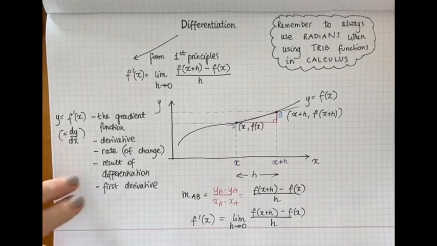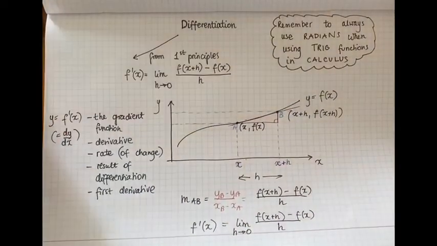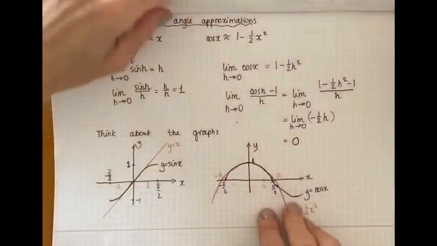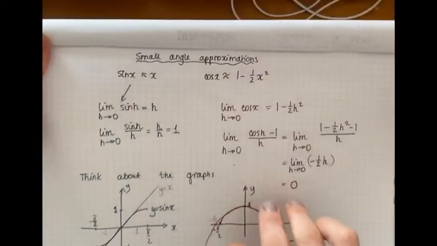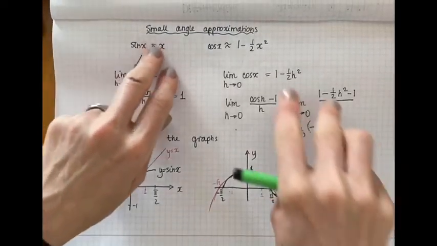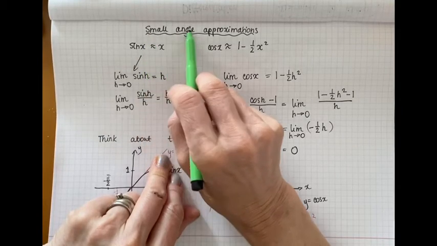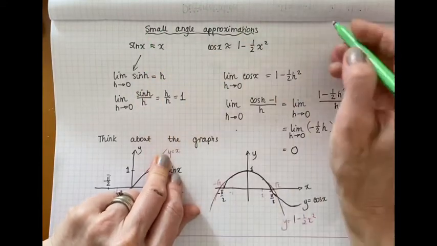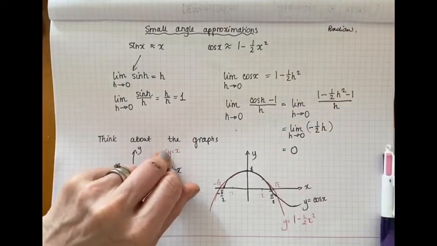Okay, so you did it last year, so we're going to extend this idea into finding the derivatives of some trig functions from first principles. Here is where the small angle approximations come into play. You need to know these and you need to be able to use them. So sine x for small values of x is approximately equal to x, provided you're working in radians. You can try it on the calculator.